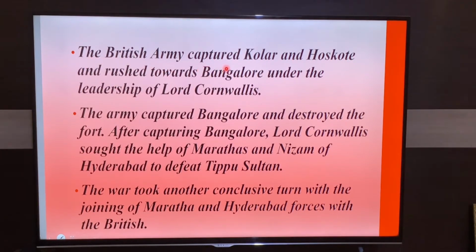The British Army captured Kolar, Hoskote and rushed towards Bangalore under the leadership of Lord Cornwallis. The army captured Bangalore and destroyed the fort. After capturing Bangalore, Lord Cornwallis sought the help of Marathas and Nizam of Hyderabad to defeat Tipu Sultan. The war took another conclusive turn with the joining of Maratha and Hyderabad forces with British.